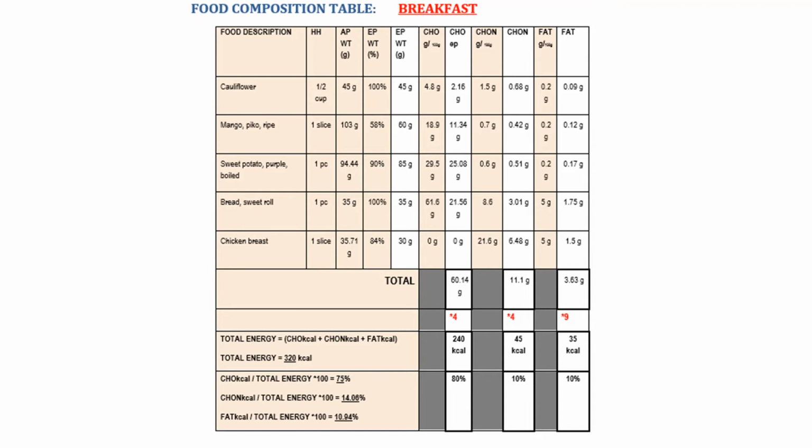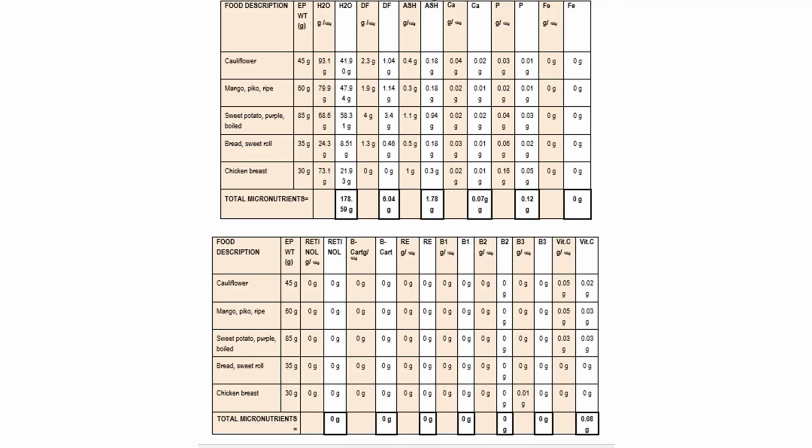For the second and third table, input the water, ash, dietary fiber, minerals, and vitamins of each food item, which can be found also in the food composition table. Use the same formula, which is to multiply the given data by its corresponding EP weight in grams, then get the sum of the results. Also, convert micrograms and milligrams to grams before any computations.